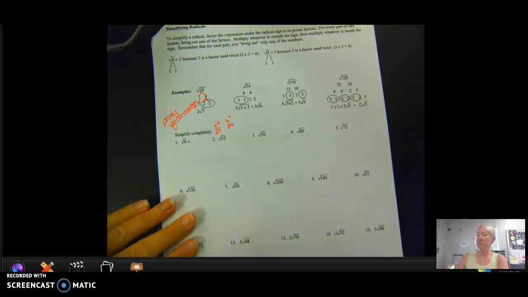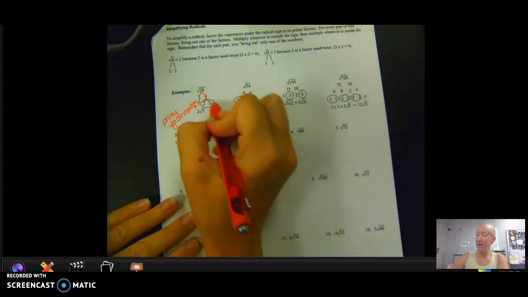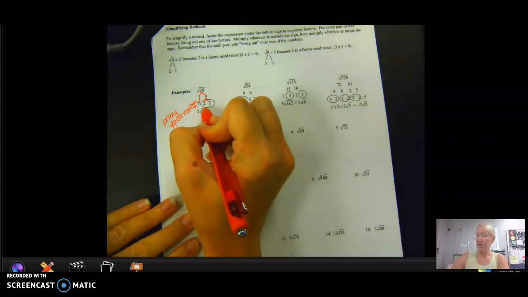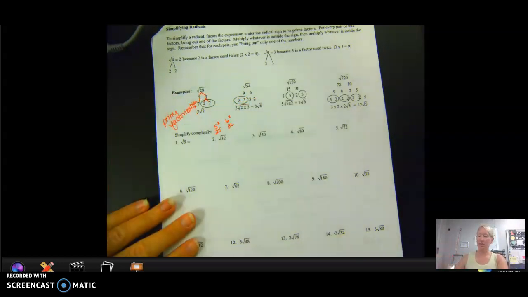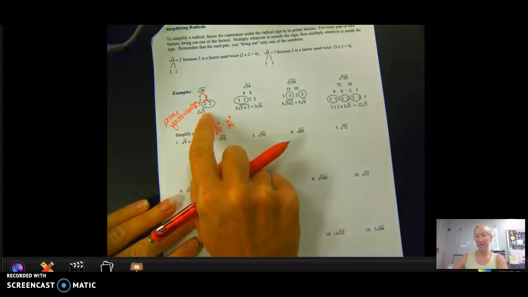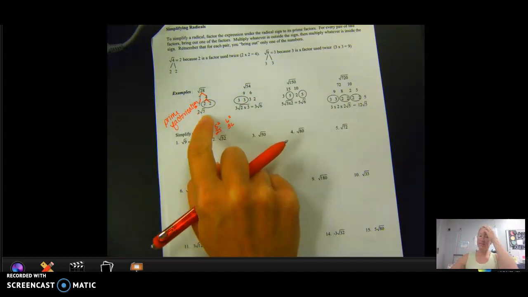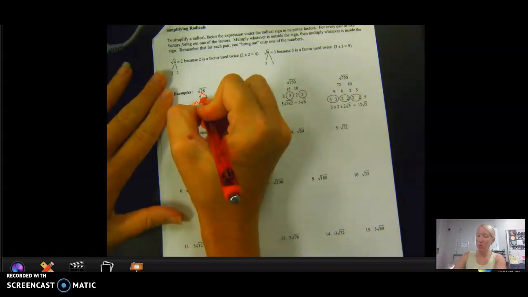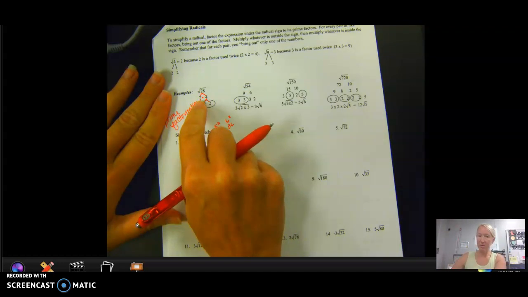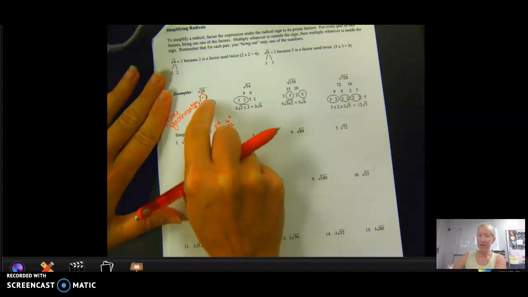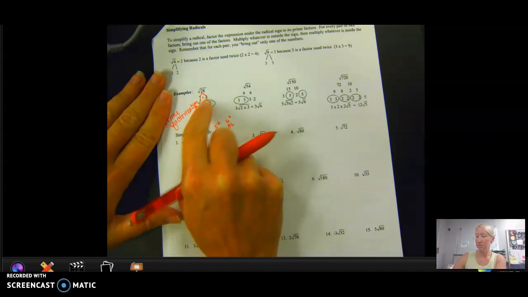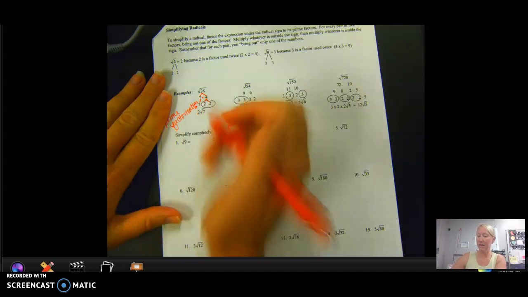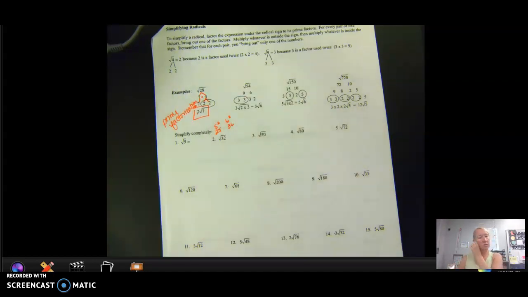What you then do is look for a pair. I have a pair of 2's. If I have a pair, 1 comes out and the other one is gone. 7 does not have a pair, so it stays under the radical. The reason is that 7 is not a perfect square, so it stays under the radical. But what is the square root of 4? It's 2, since it breaks down into 2 times 2. So that's why the 2 comes out. This is the answer reduced.